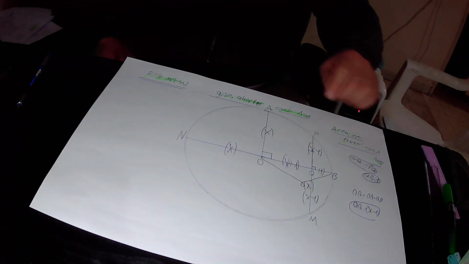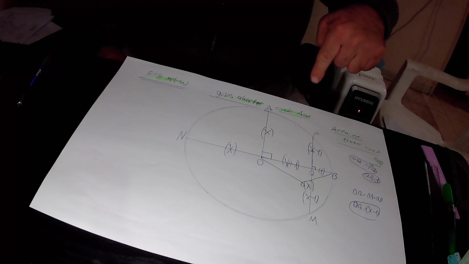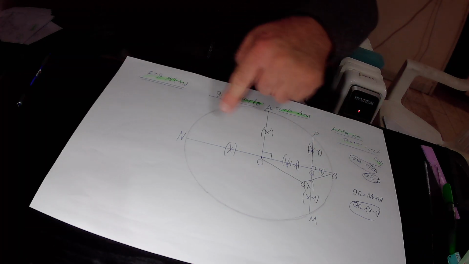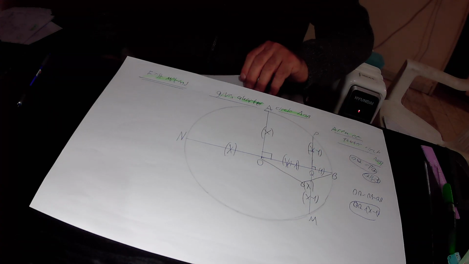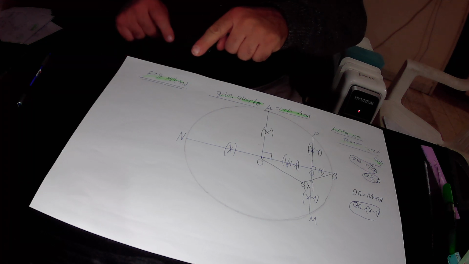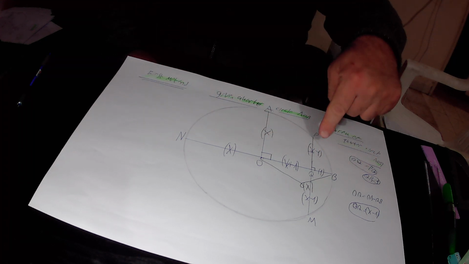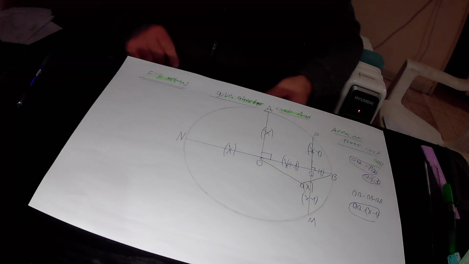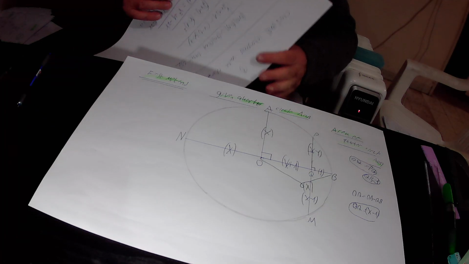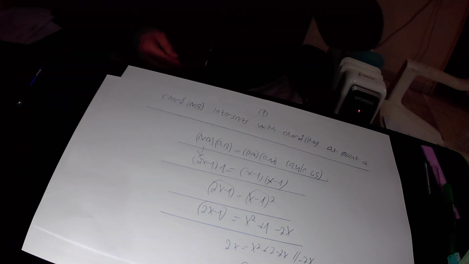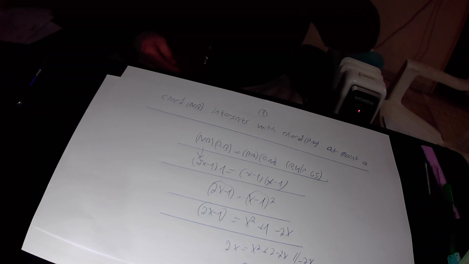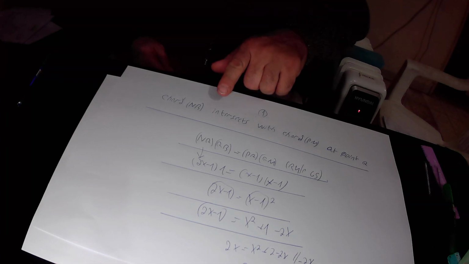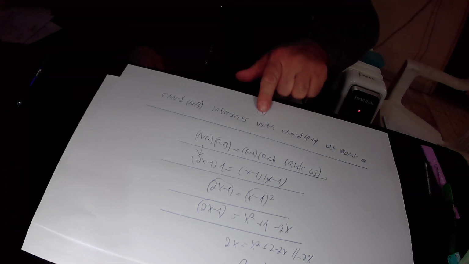In our drawing, this is chord NB, and it intersects with chord PM at point Q. Therefore, according to rule 65, the following equation holds: NQ times QB equals PQ times QM. Again, because chord NB intersects with chord PM at point Q, we can implement rule 65. According to rule 65, NQ times QB equals PQ times QM.